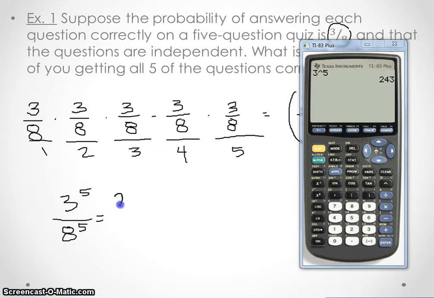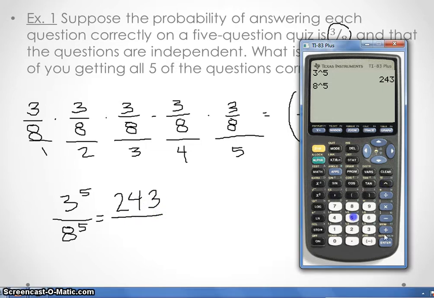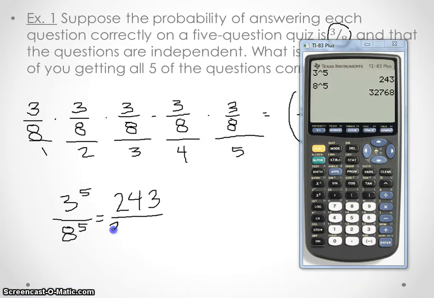So let's go ahead and write that down. 243 over, and then we have to figure out what 8 to the 5th is, so 8 to the 5th power. And okay, that's 32,768. Now that as a number really means nothing to us.